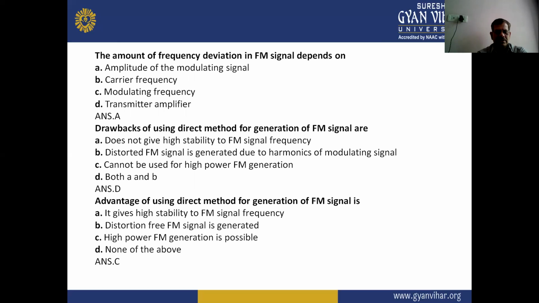In the next question, advantage of using the direct method for generation of FM is option A, it gives high stability to FM signal frequency. Option B, distortion-free FM signal is generated. Option C, high power FM generation is possible. Option D, none of the above. So the advantage of using the direct method for generation of FM signal is that high power FM generation is possible. So the correct answer is option C.